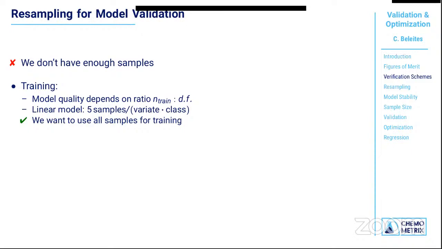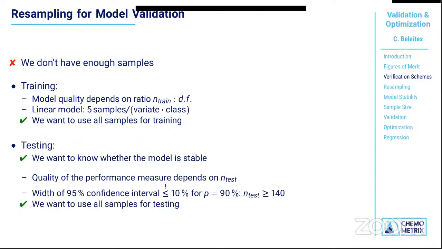There are some rules of thumb that tell us how many samples we actually need, and that's for linear models something like 5 cases per variant, that's feature and class, or analyte, or Y column for regression. Basically, we can say that the model quality will depend on the ratio between the number of training cases and degrees of freedom or complexity. And so, of course, we want to use all our cases for training somehow.